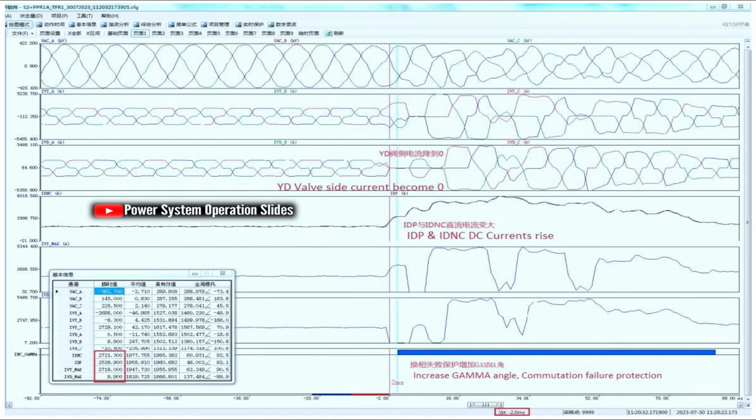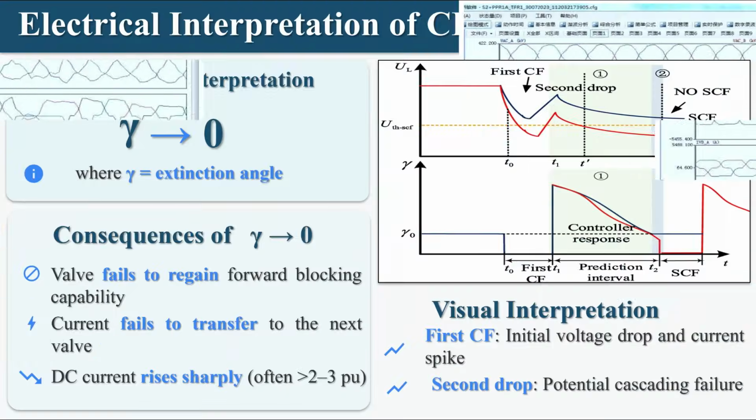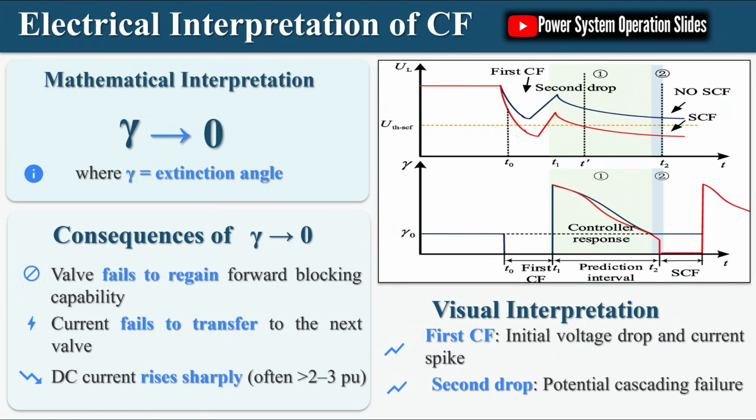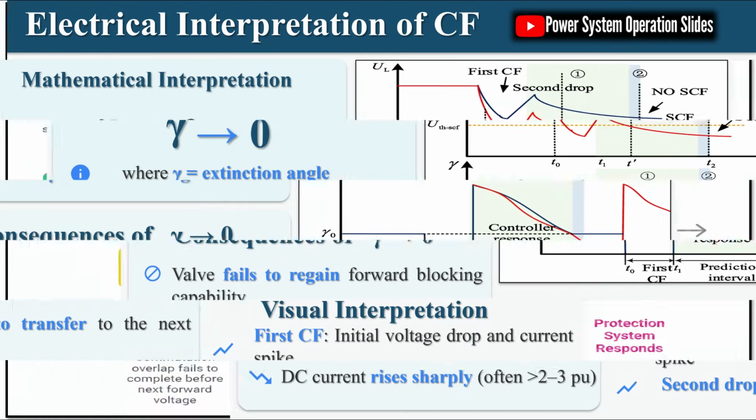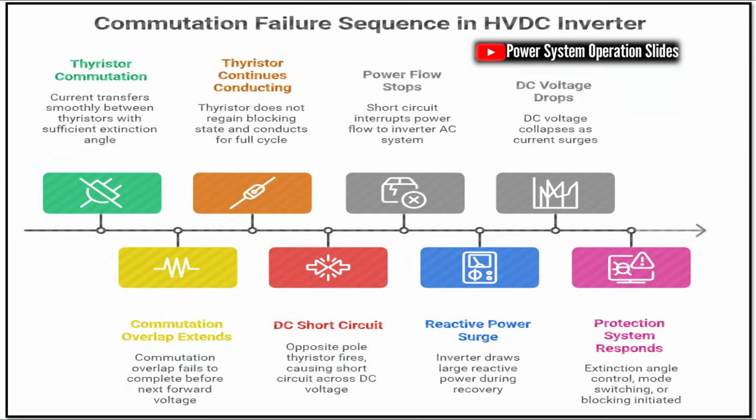Secondary contributing factors that increase CF risk include weak AC systems with low short-circuit ratio, SCR, high DC current orders, inaccurate firing angle control, harmonic distortion, improper transformer tap settings, and multi-in-feed HVDC interactions, MIDC. System operators must be particularly vigilant when operating HVDC facilities in weak AC networks or in multi-in-feed configurations where multiple HVDC links terminate in the same region.